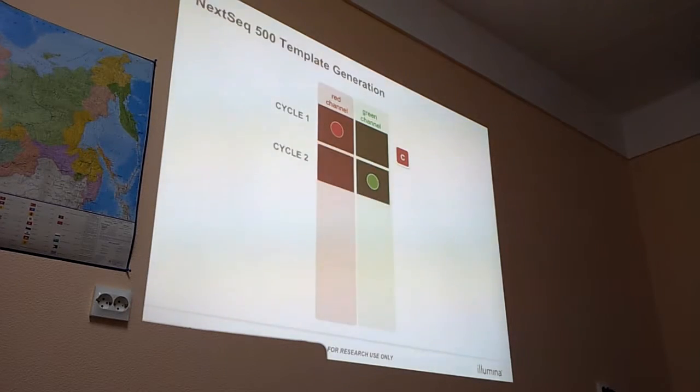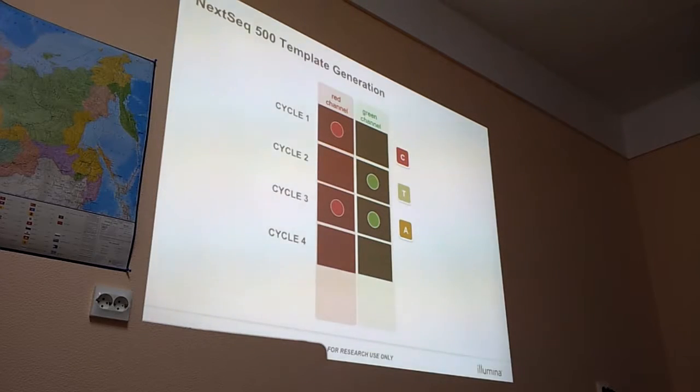So here signal in red it's C, signal in green it's T, signal in both it's A. No signal is G.